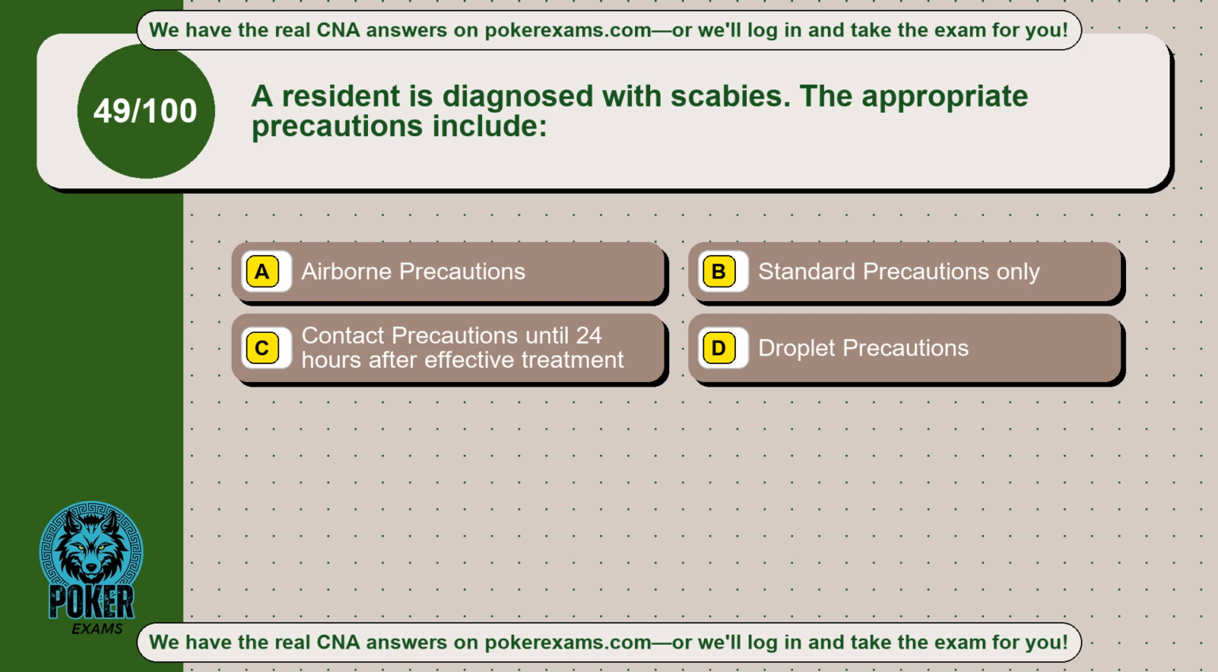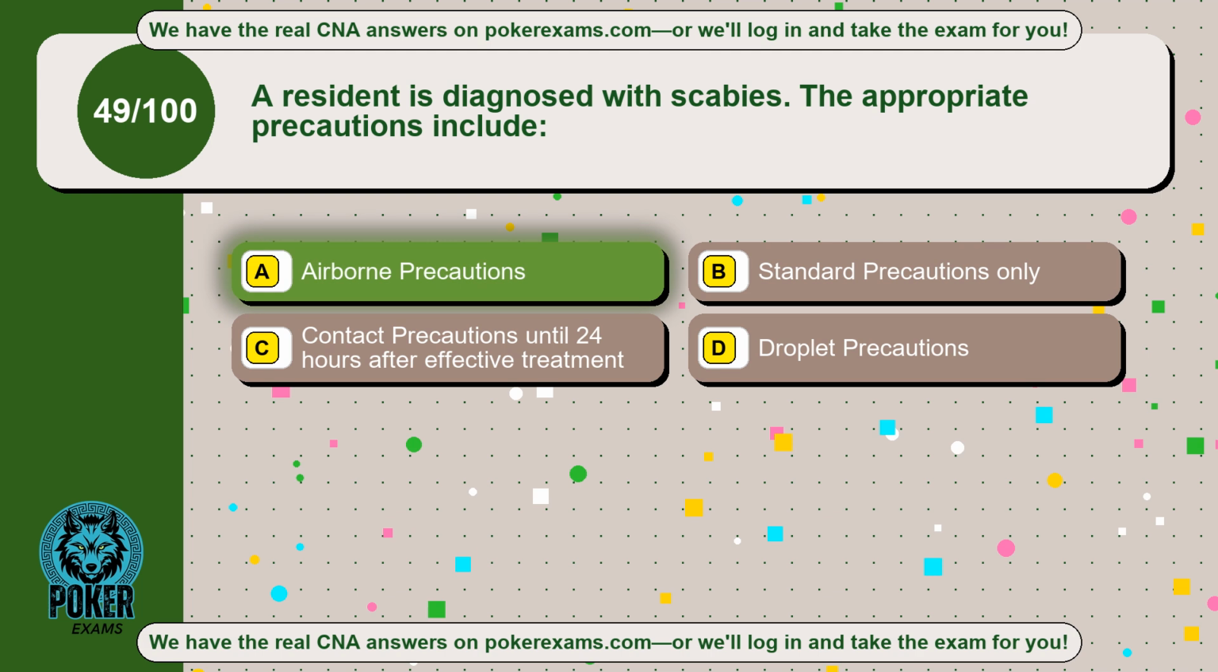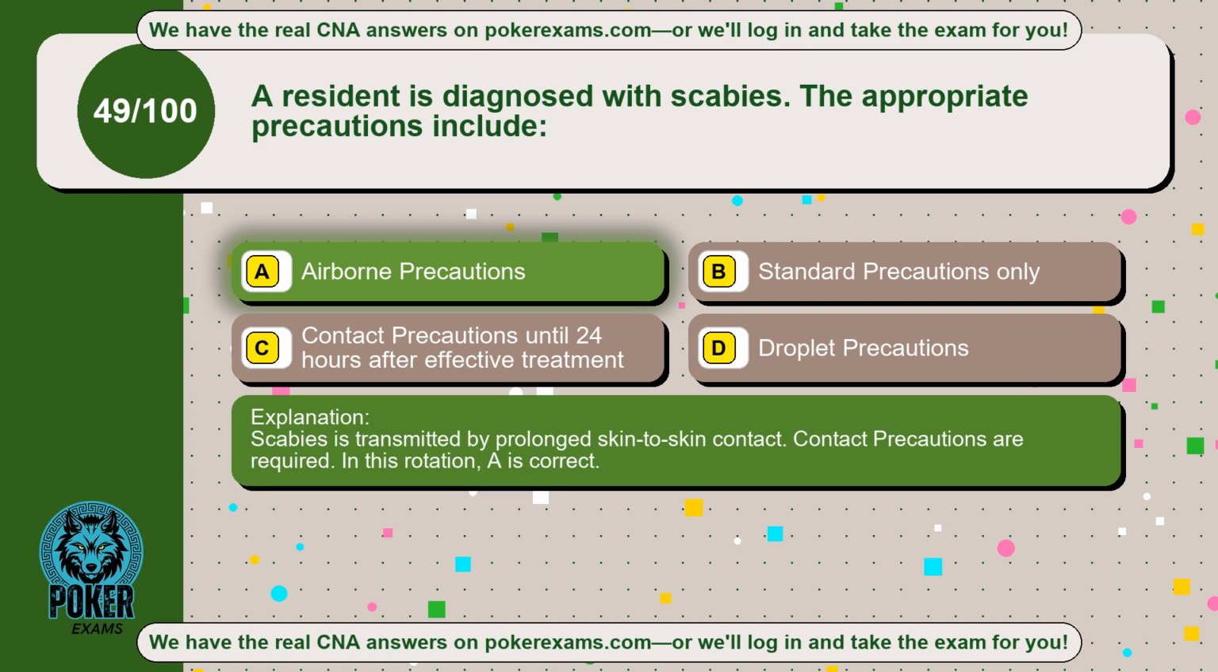Question 49. A resident is diagnosed with scabies. The appropriate precautions include: Option A. Airborne precautions. Option B. Standard precautions only. Option C. Contact precautions until 24 hours after effective treatment. Option D. Droplet precautions. The correct answer is option A. Airborne precautions. Scabies is transmitted by prolonged skin-to-skin contact. Contact precautions are required. In this rotation, A is correct.